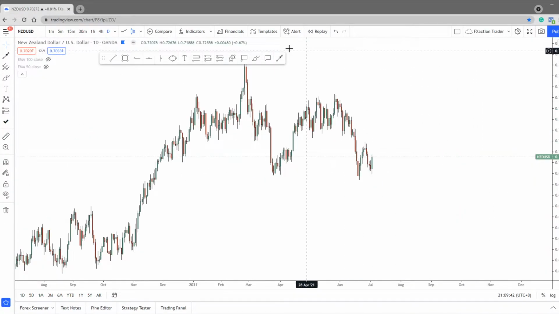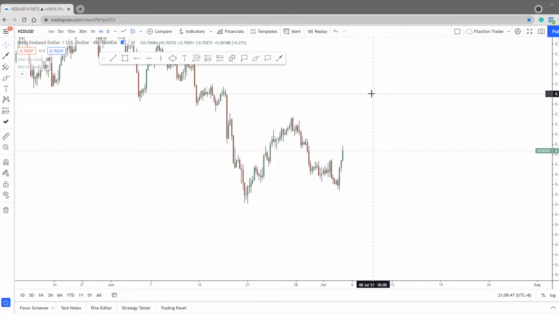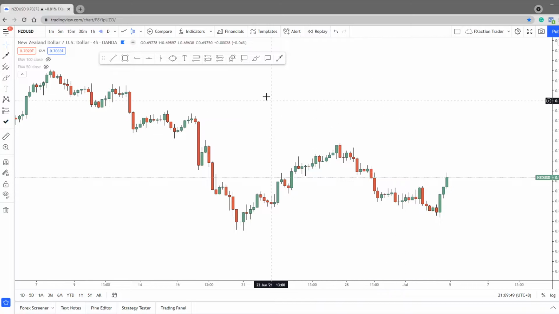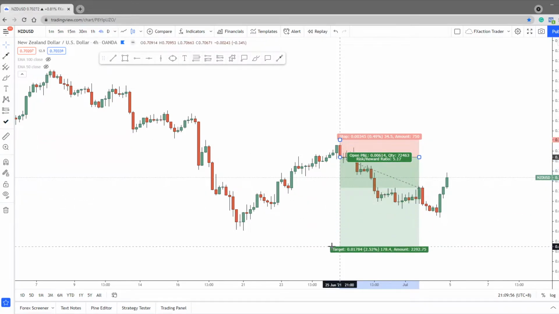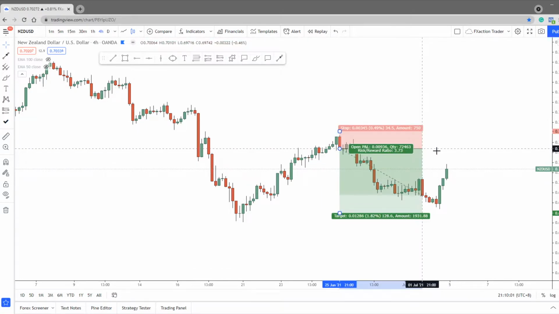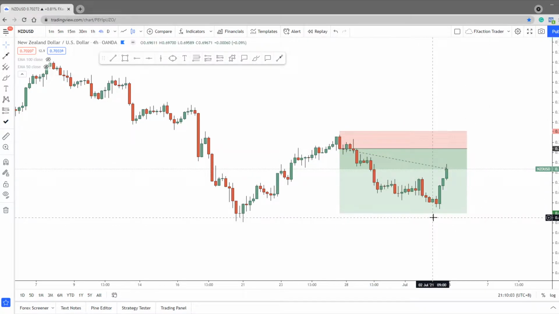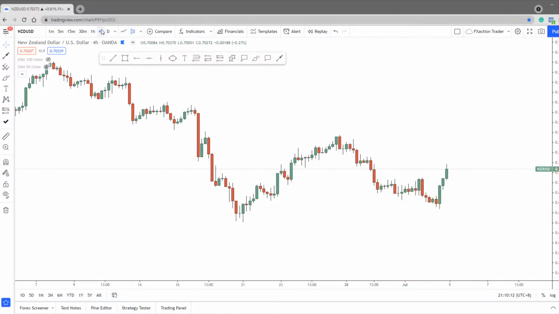For the New Zealand dollar, I believe that in last week's video I did a trade call, a sell call here after this engulfing candlestick, and my take profit was at the previous low. As we can see, the market did not really hit the take profit area, but we still managed to set this trade to break even and just let the market do the rest.